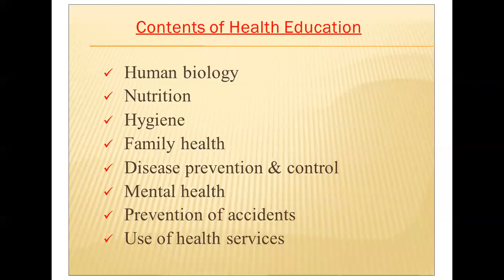Related to that, how we can have a healthy mental status, on that we can give health education, how we can prevent accidents, and also how a community has to use the health services. So in all these areas we can give health education: human biology, nutrition, hygiene, family health, disease prevention and control, mental health, prevention of accidents and use of health services.